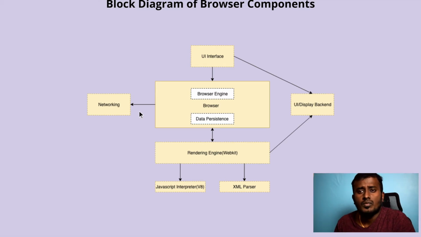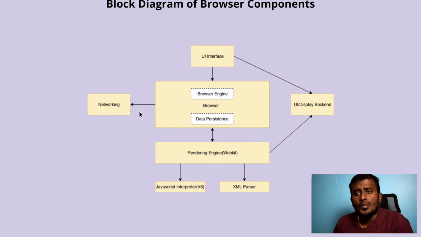Now we are going to see what the browser engine is. The responsibility of the browser engine is to take care of the browser-level functionalities. For example, you might be opening a number of tabs in a browser, right? So those tabs have to be managed, and there are several other functionalities which have to be managed at the browser level. Those functionalities are taken care of by the browser engine.